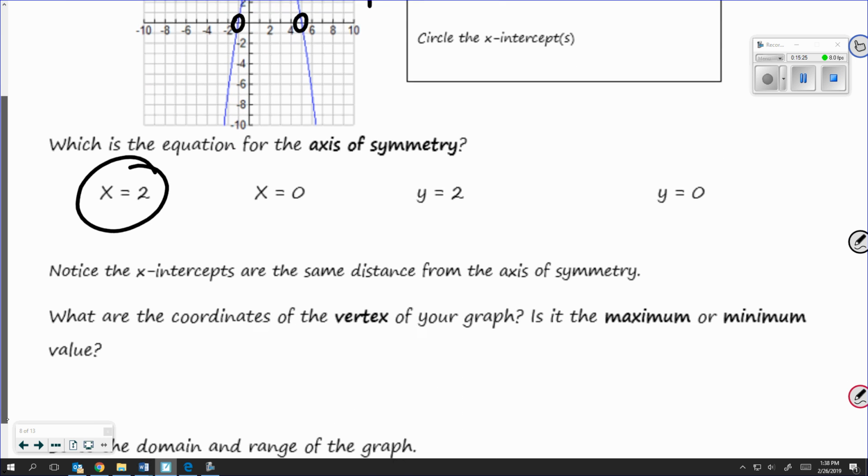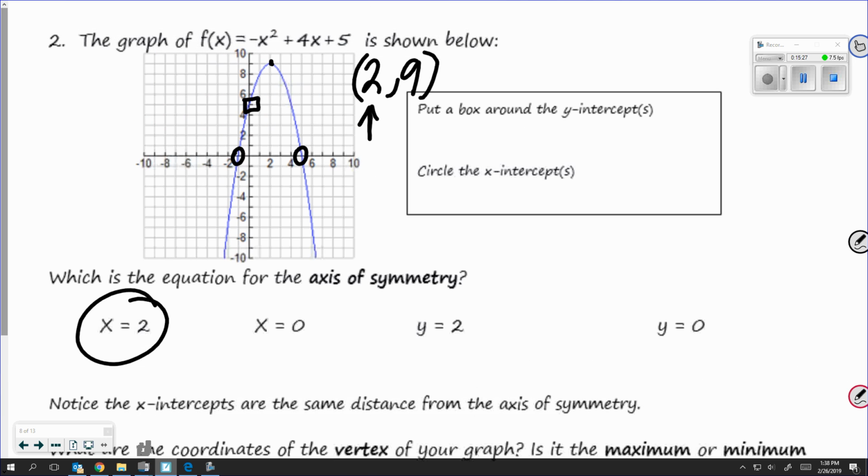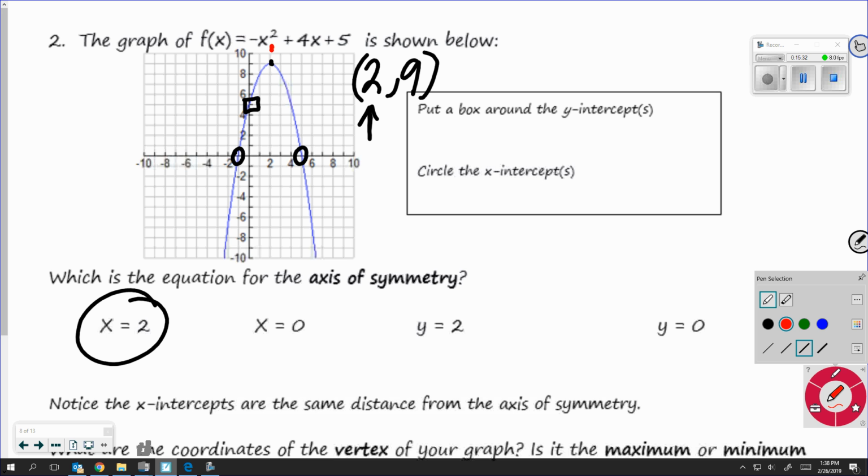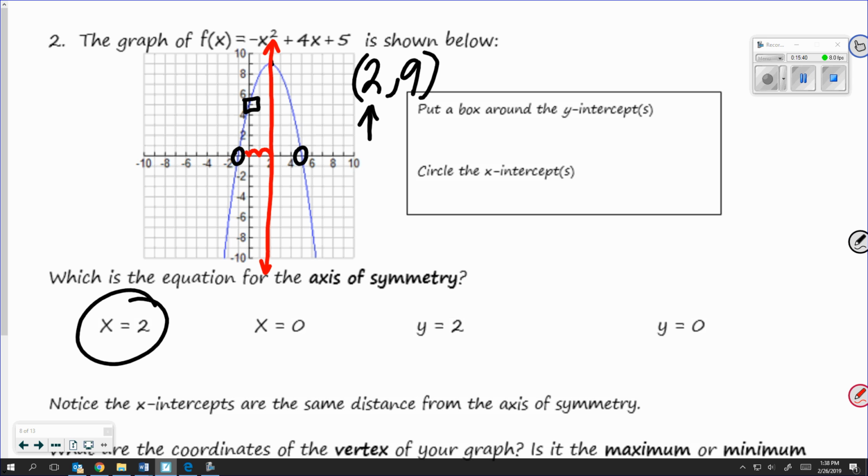Now, let's check ourselves. We're going to draw that line of symmetry. We go right where that vertex is, x equals 2, and count how many to the left gets my x-intercept: 1, 2, 3. How many to the right gets my x-intercept? 1, 2, 3. Is that equal? Yes, so I know I'm right.